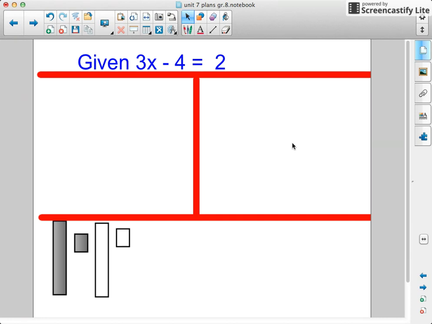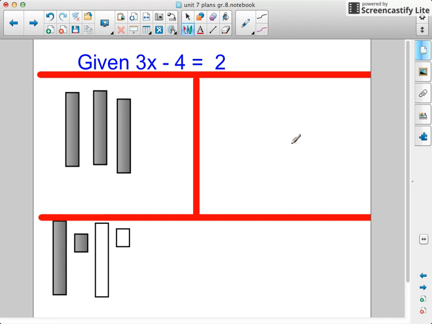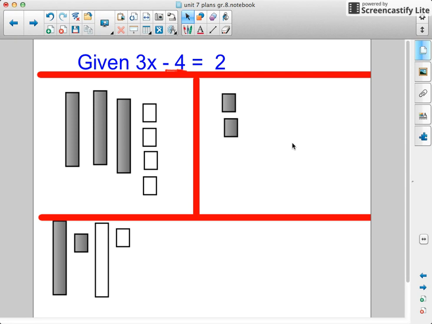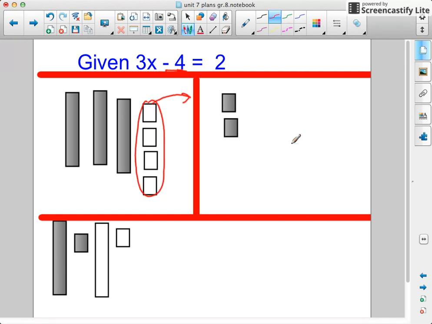This one's a little bit harder because I have variables and constants on one side. So let's work through this one. I have 3 x's, and I also have, we're going to pretend that this is a negative 4 because it's minus 4. So this is 4 of these ones here. And I have positive 2 on this side. Now, to separate my constants and my variables, what I want to do is get these over to the other side. Okay, the way we're going to do that is using 0 pairs. So to cancel those off that side, I need to put 4 positives.